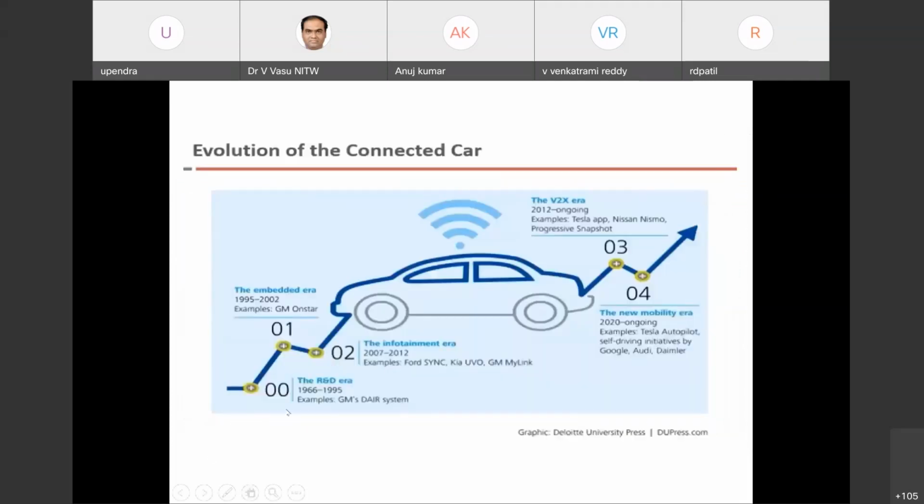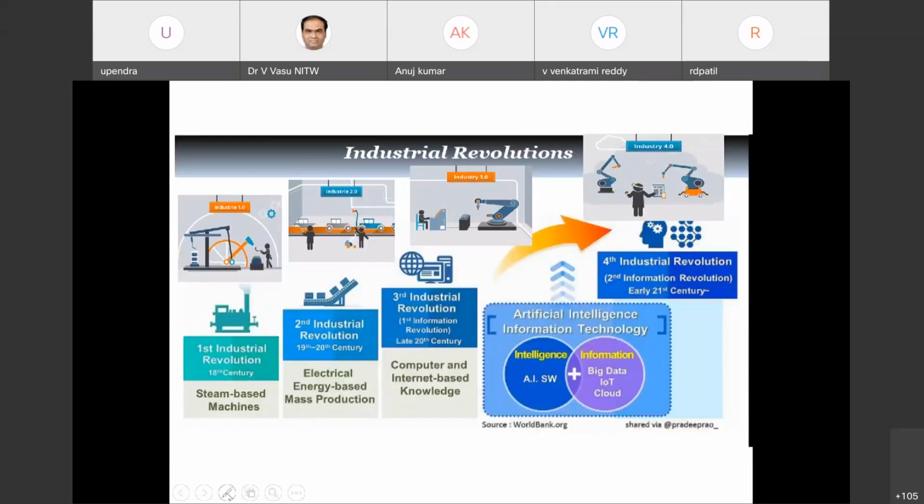where we are going to be using both the integration of artificial intelligence and information technology. Okay, so in this particular Industry 4.0 revolution, we are mainly concentrating on the cyber physical systems. So that is the cyber physical systems. Okay, that is what is mainly used in this particular case.